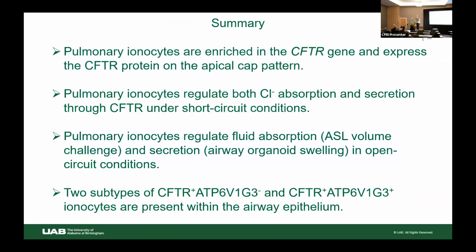Pulmonary ionocytes are enriched in CFTR gene and express the CFTR protein in an apical cap pattern. The pulmonary ionocytes regulate both chloride absorption and secretion through CFTR under short circuit current conditions. And the pulmonary ionocytes regulate fluid absorption, shown by the ASL volume challenge assay, and secretion, shown by the airway organoid volume assay. And two subtypes of ionocyte are present in the airway epithelium.